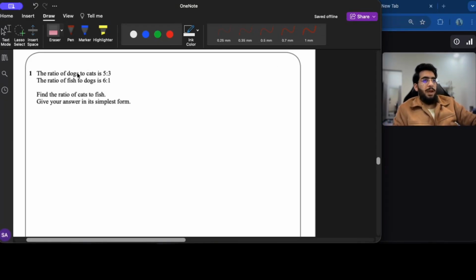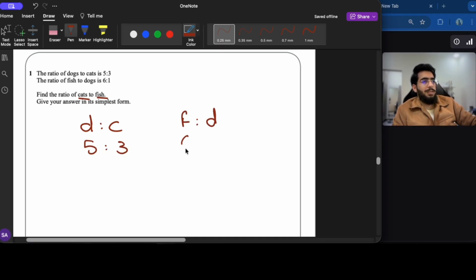Okay, so here we have the first question where some ratios are given, dog to cat and then fish to dog, and they're asking to find the ratio between cats to fish, which we can see in the question are not directly related. We know that the dog to cat ratio is 5 ratio 3, and the fish to dog ratio is 6 ratio 1. Now we have to somehow relate cats to fish. And what common thing we can see in both ratios is dogs.